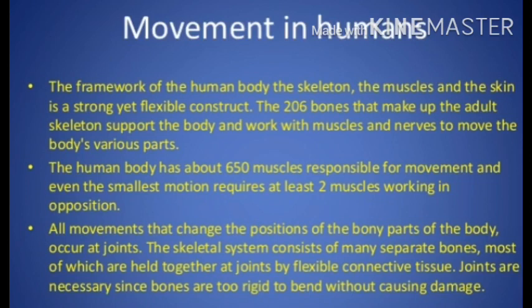All movements that change the position of the bony parts of the body occur at joints. The skeleton system consists of many separate bones, most of which are held together at joints by flexible connective tissues. Joints are necessary since bones are too rigid to bend without causing damage.